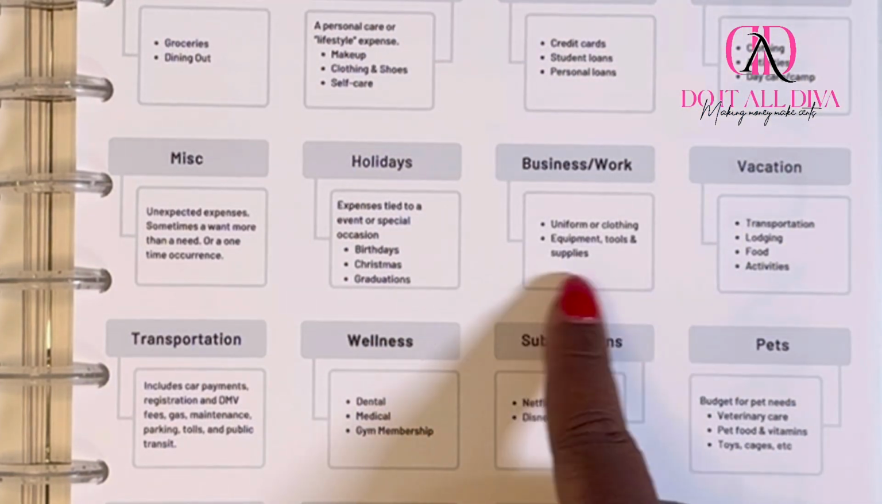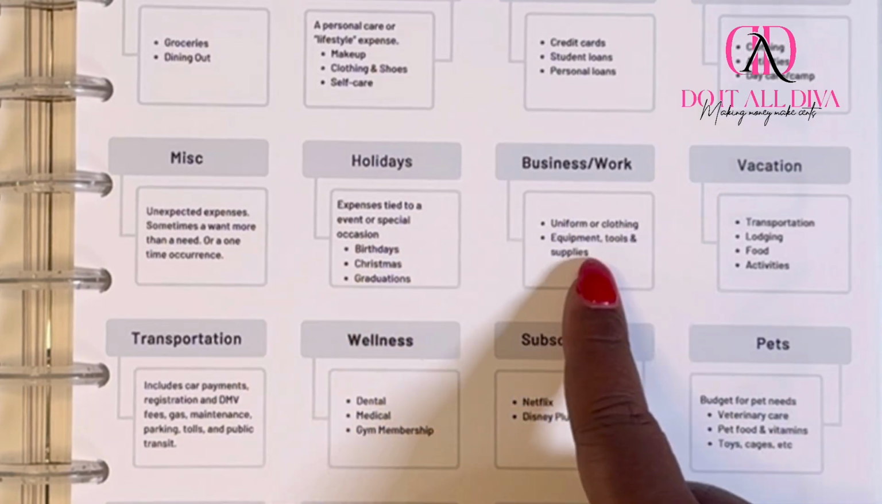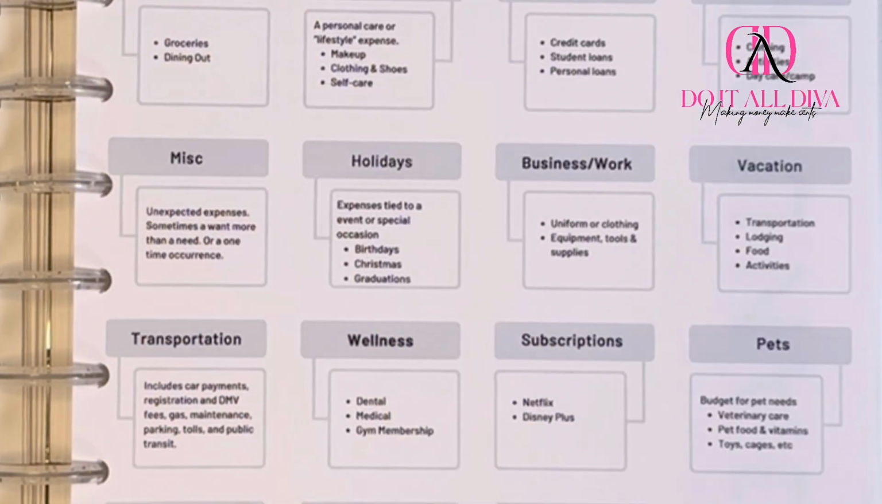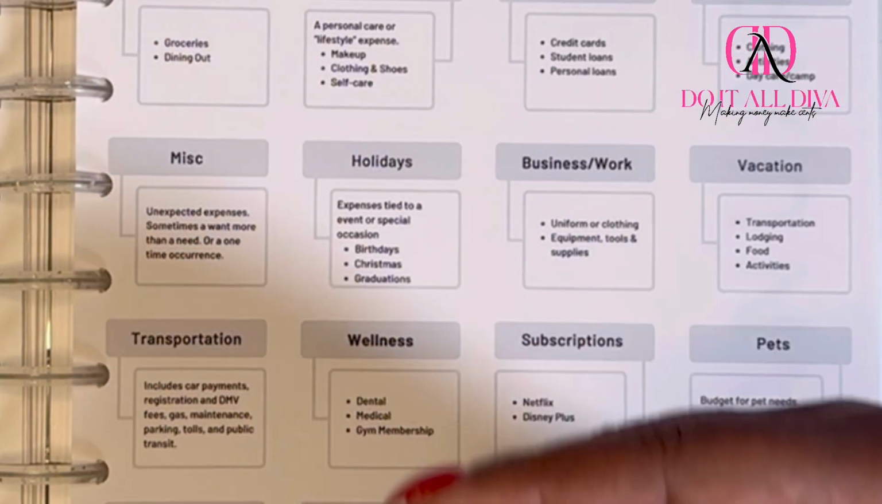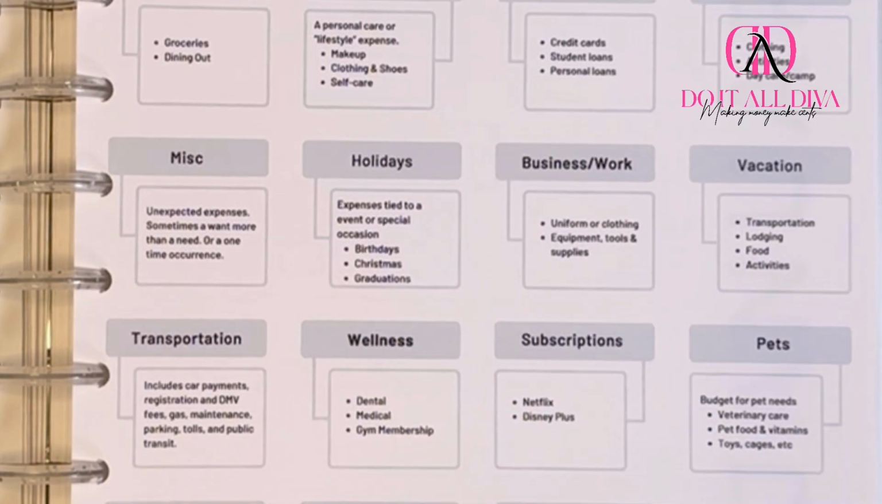Business or work, so uniform or clothing, equipment, tools, supplies. So for me, as a small business owner, I'll put my Canva subscription, Adobe subscription, all of those things that I use for my business, I will put under here. If I'm paying for inventory, right? Anything like that, I will put under business.